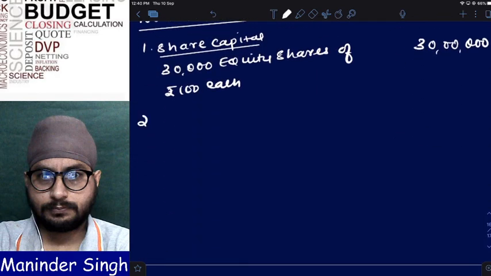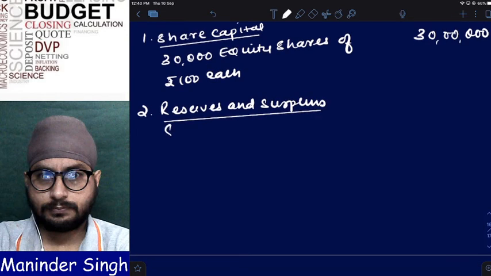Clear? Number 2, reserves and surplus. Next, is there any security premium? Is security premium there or not in this problem? How much is there? 5 lakhs. Here the security premium we have to take is 5 lakhs.